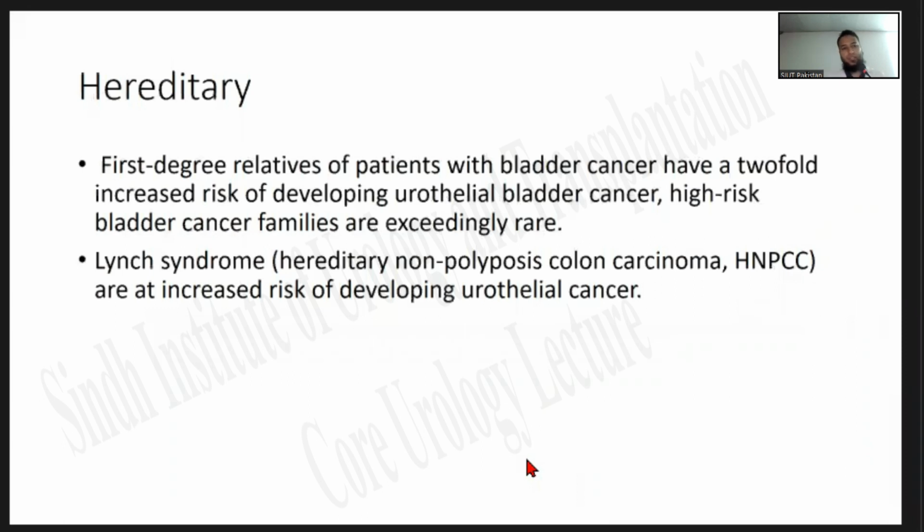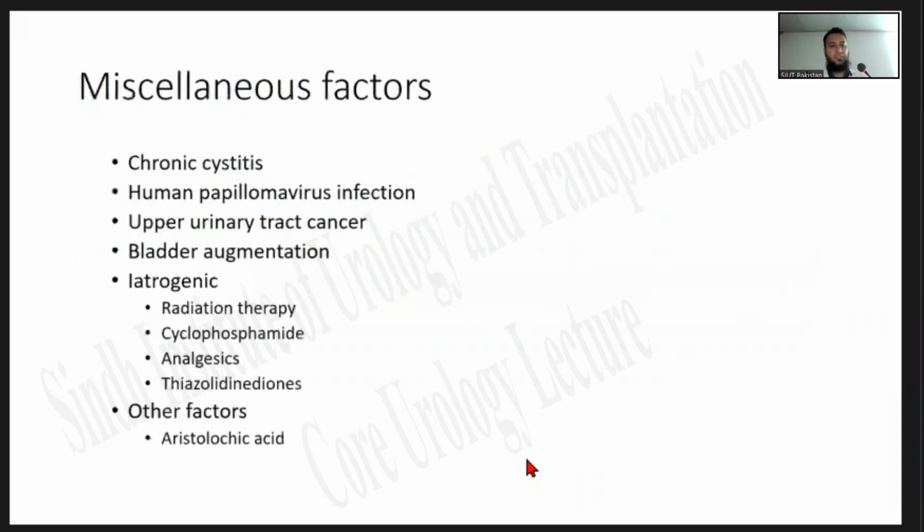If you look at heredity, first degree relatives have a twofold increased risk of developing urothelial bladder cancer, and high risk bladder cancer families are exceedingly rare. Lynch syndrome is related to an increased risk of developing urothelial cancer. Other factors are Crohn's cystitis, human papillomavirus infection, upper urinary tract cancer, and bladder augmentation.